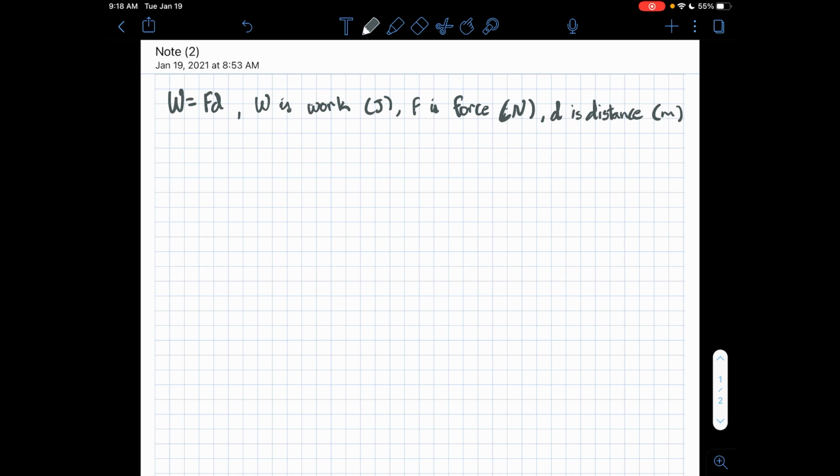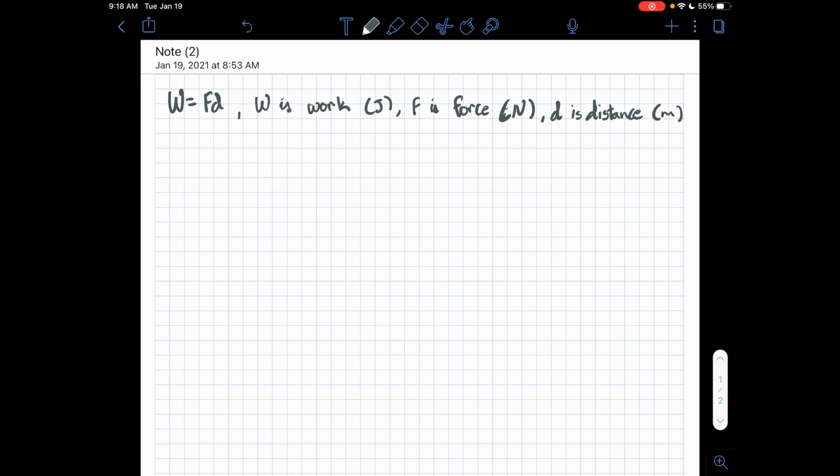An important idea to remember for this is that work is only done if the object is moved in the same direction of the force that is being exerted on it. So let's say, for example, you're holding up a box, and you're keeping that box at the same height and walking forward with it. There would be no work done on the box because the force you're exerting is upwards to keep the box at that same level, and you're moving in a forward direction.